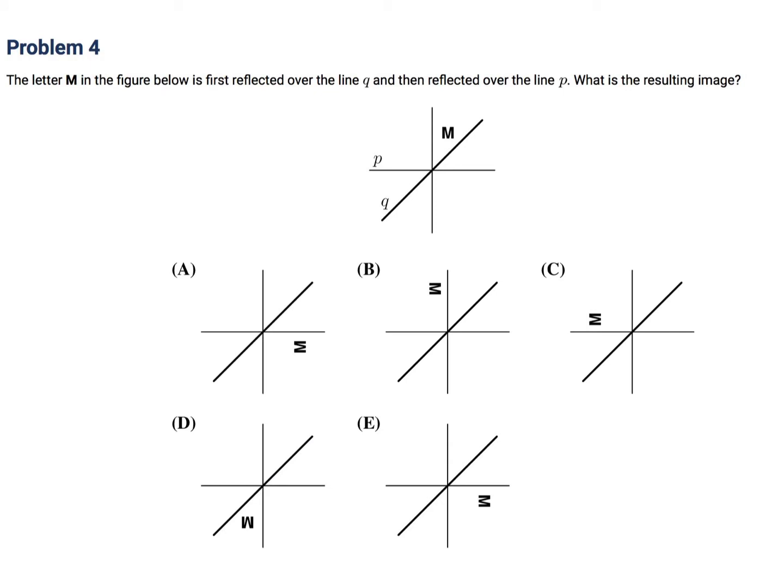The letter M in the figure below is first reflected over the line Q and then reflected over the line P. What is the resulting image?